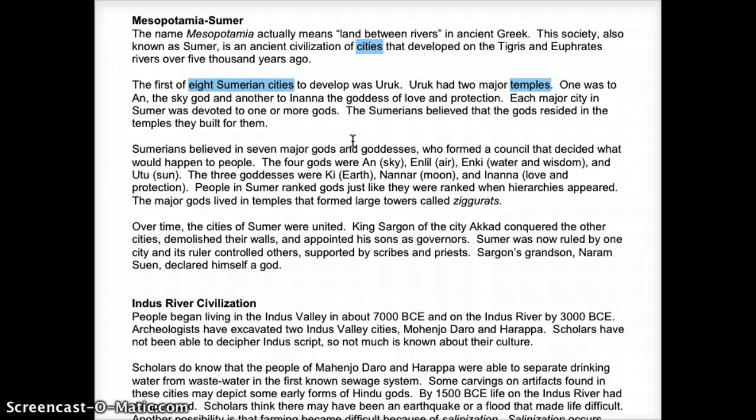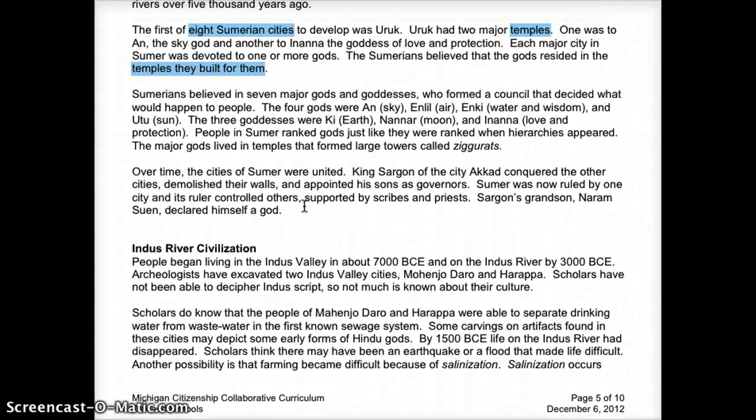The Sumerians believed that gods resided in the temples they had built for them, so we have evidence of building projects. Sumerians believed in 7 major gods and goddesses who formed a council that decided what would happen to people. The 4 gods were An and Enlil, the air, water, and wisdom, and sun god. The 3 goddesses were earth, moon, and love and protection. People in Sumer ranked gods just like they were ranked when hierarchies appeared. So we have evidence of rankings under social hierarchies. The major gods lived in temples that formed large towers called ziggurats. Ooh, there we go. So that's one of those building structures.